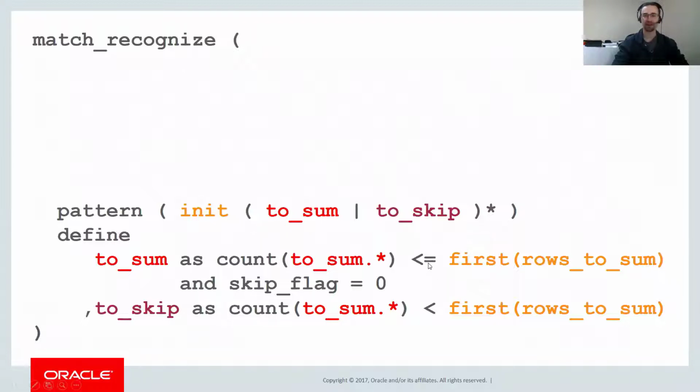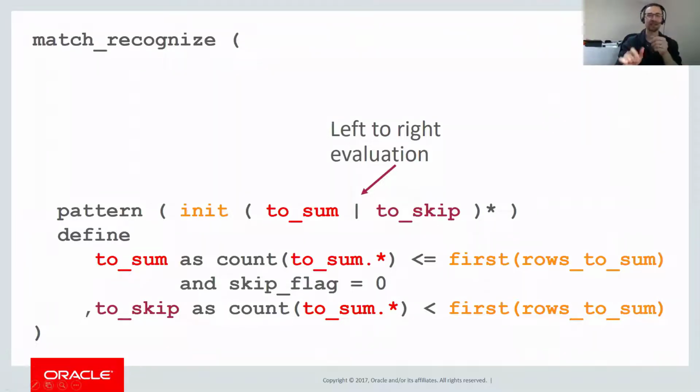Which one we match depends on two things. First up, whether or not it's this skip flag, but also it depends on which order they are listed in our pattern here. Okay, and this says left to right evaluation. So what the pattern does is it looks and says, okay, this next row, does it match the variable toSum? If the answer is no, then it will go and match toSkip. If we switch those around, so let's say we want toSkip and then toSum, well, what happens there? Well, what happens is we end up including every single row in the result set.